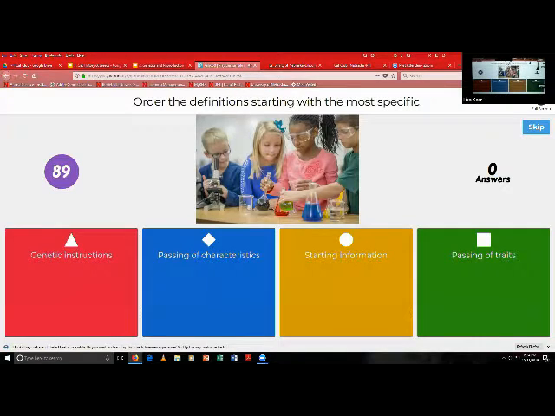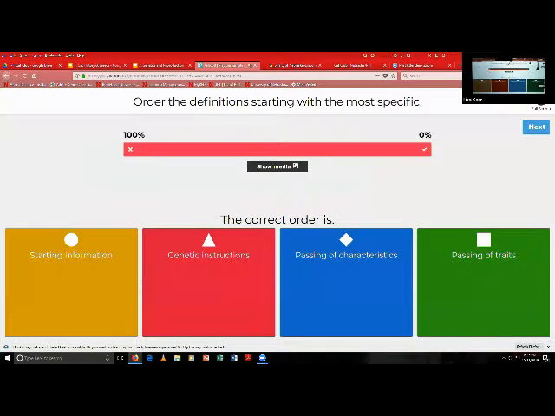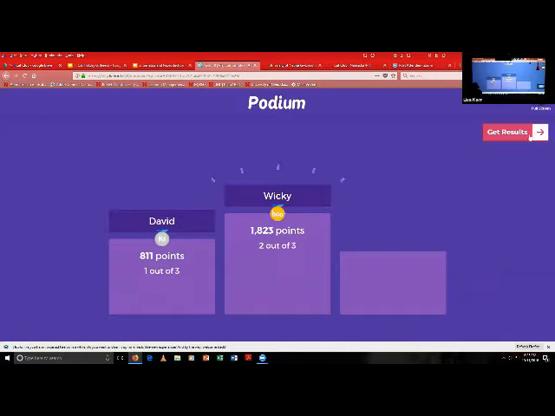Definitions. Specific. A hard one. Okay. Yeah, it was kind of hard. Both of us got it right. Wrong. Not right. It's a lot of terms to throw at you. Good job, guys. Okay.